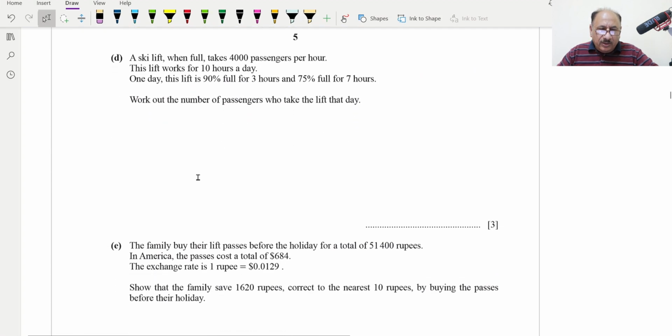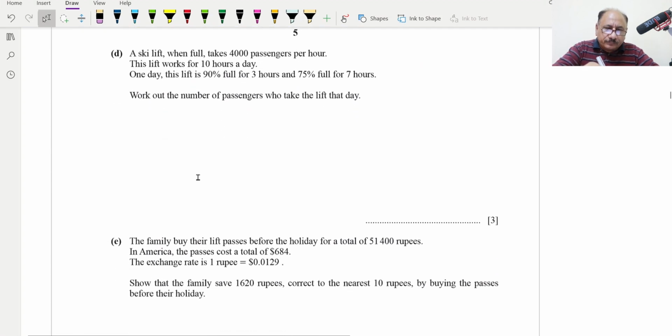Now D part. A ski lift when full takes 4,000 passengers per hour. This lift works for 10 hours a day. One day, this lift is 90% full for 3 hours and 75% full for 7 hours. So these are two situations which we will be trying to understand separately. So 90% filled for 3 hours.